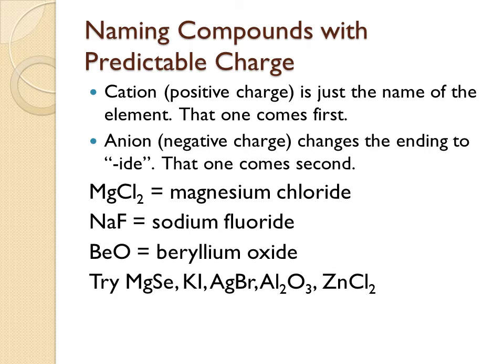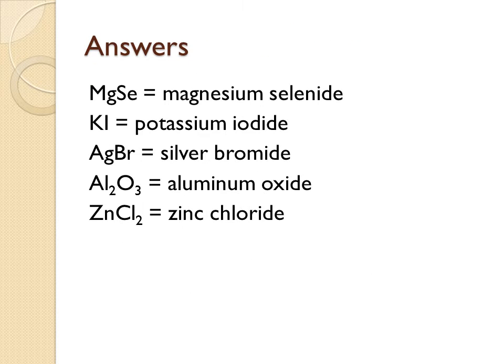So go ahead and pause this and try the other examples in that table, and then come back and we'll change the slide now and give you the answer. The answers are magnesium selenide, potassium iodide, silver bromide, aluminum oxide, and zinc chloride.